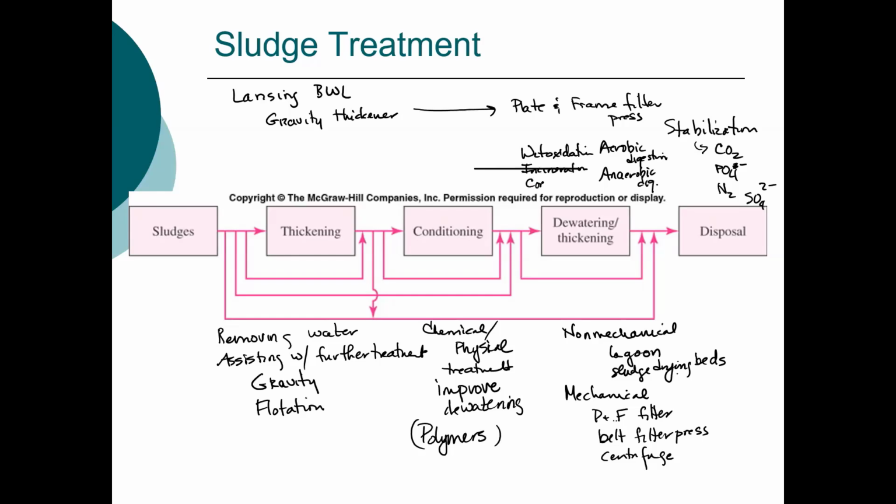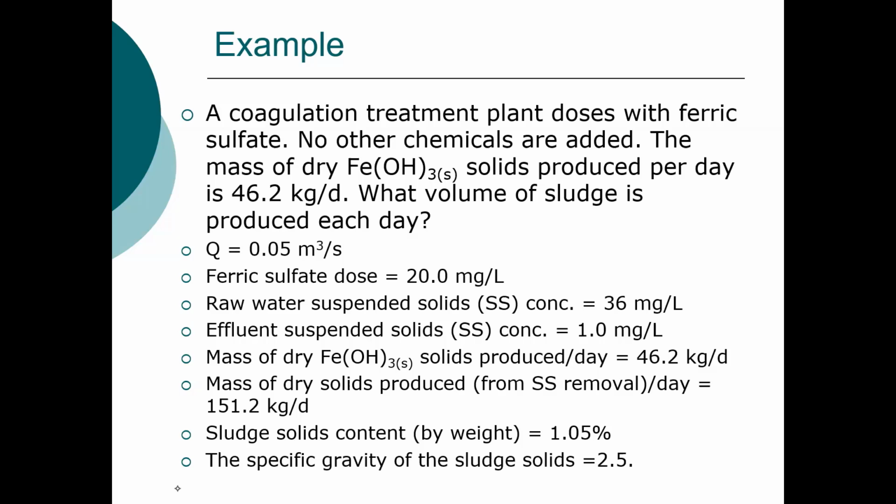incineration, composting. Let's look at an example problem where we need to calculate the amount of sludge produced during coagulation treatment. Data: you have a plant with a flow rate of 0.05 cubic meters per second. You're told that you're dosing with ferric sulfate, and that the initial suspended solids is 36 milligrams per liter. The effluent suspended solids from sedimentation is 1 milligram per liter.